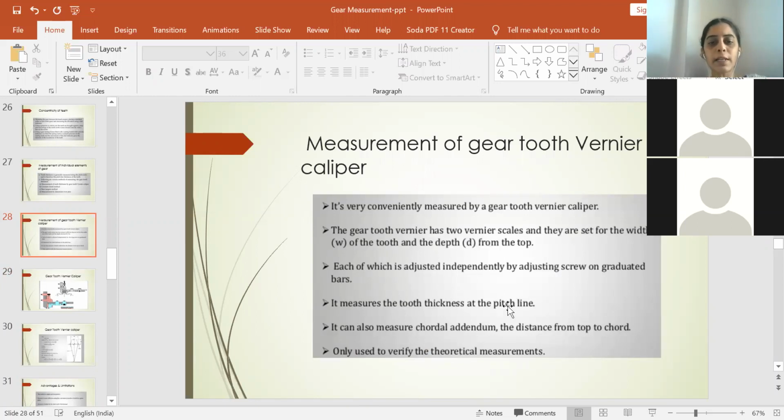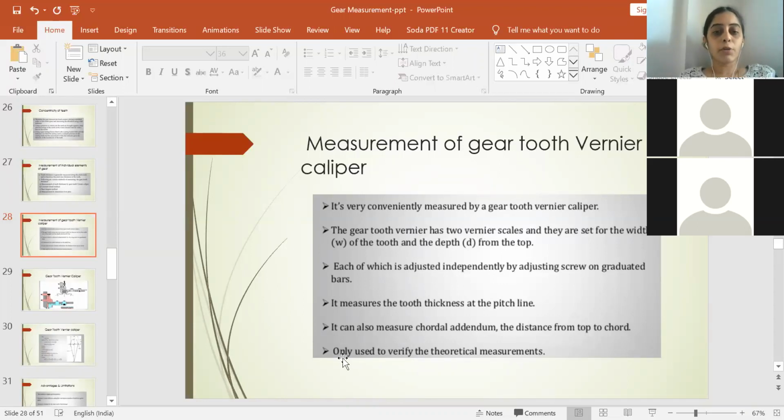It measures the tooth thickness across the pitch line, because in the terminology we have defined that the tooth thickness is measured across the pitch line where it intercepts the 2 flanks of the tooth. It can also measure the chordal addendum, the distance from the top of the chord. And one more thing, the gear tooth vernier can also measure the addendum value. Usually, the gear tooth vernier is used to measure the width and the thickness of the tooth, but apart from that it is capable of measuring the addendum part of your gear tooth also.